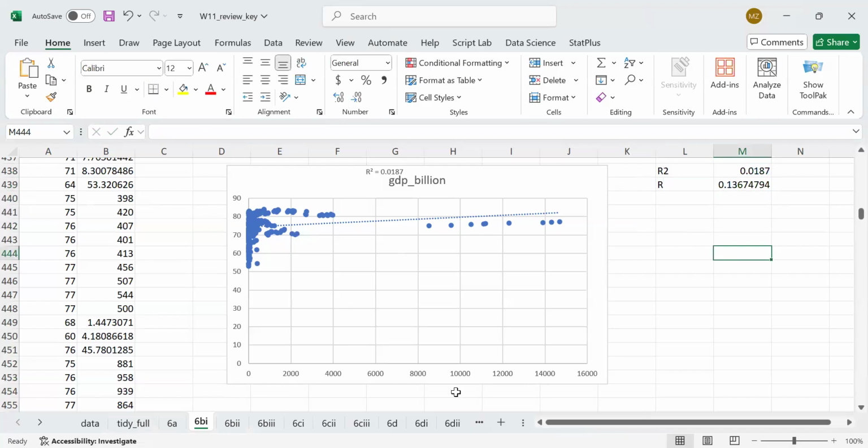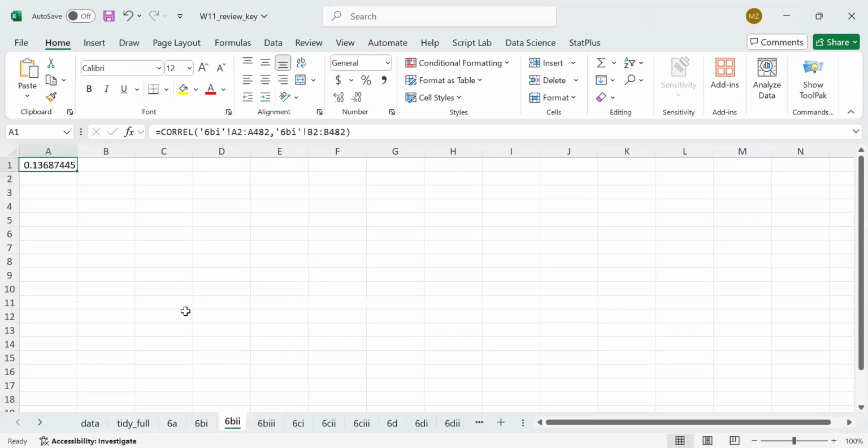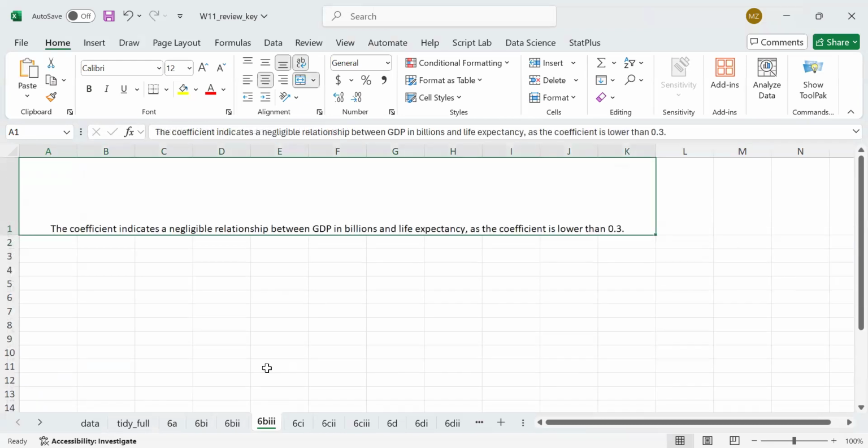So it's 0.1367, which is not a very big number. So that's your R value, 0.136. And so you can say it signifies a negligible relationship between GDP in billions and life expectancy, as the coefficient is lower than 0.3. Okay. So then we create a scatter plot for poverty versus life expectancy.